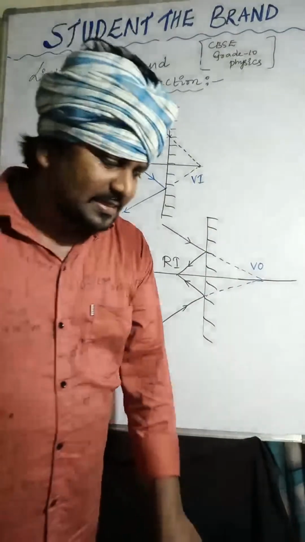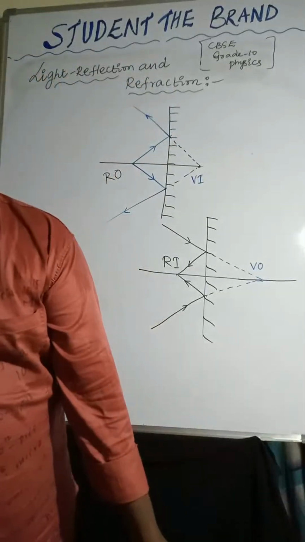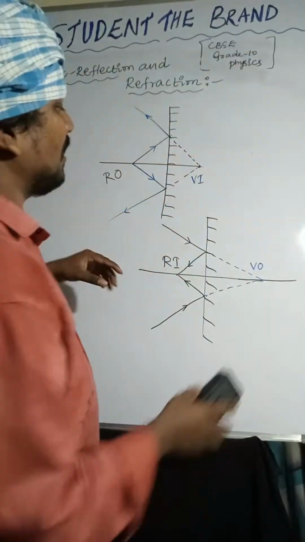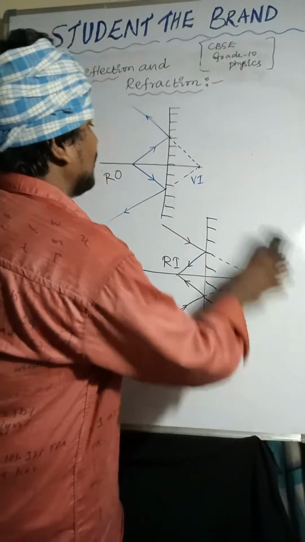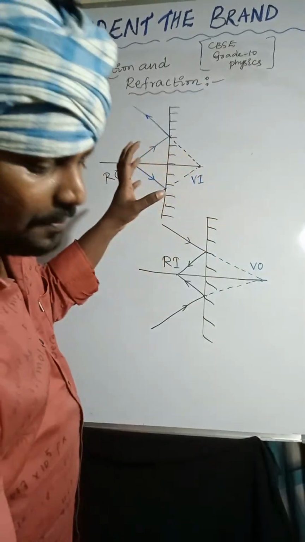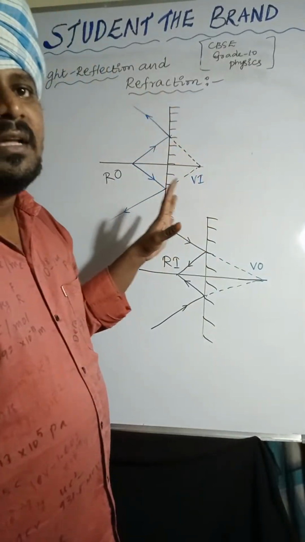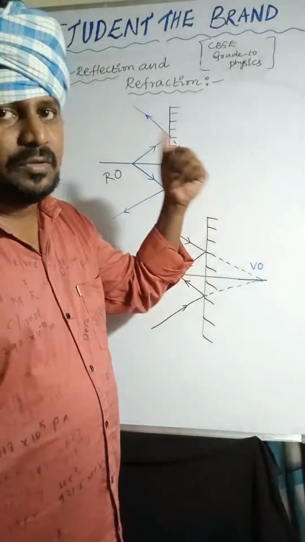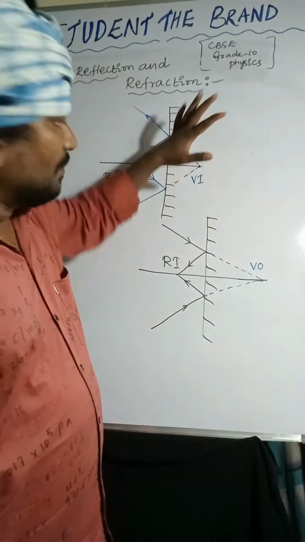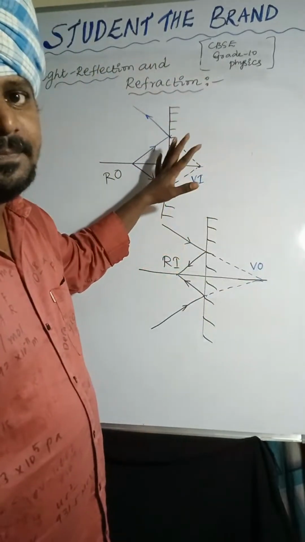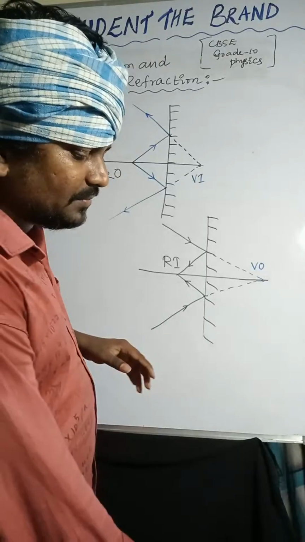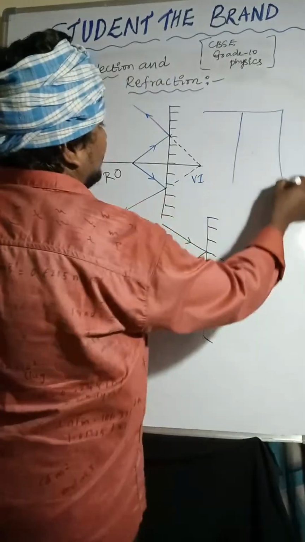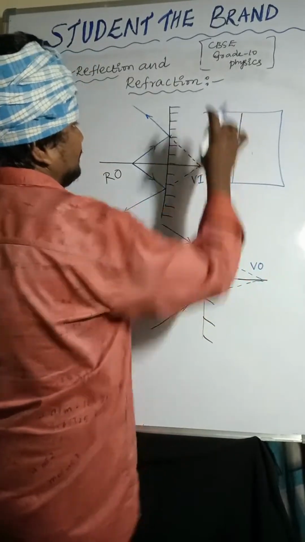Right? Yes. So by seeing this concept, by observing these two diagrams, listen very carefully. So focus. I am your Siva sir from Student brand. I am saying, by observing these two diagrams, if the object is real, the image is virtual.